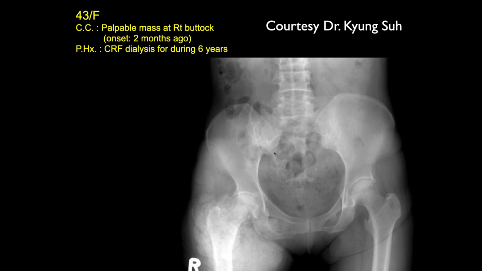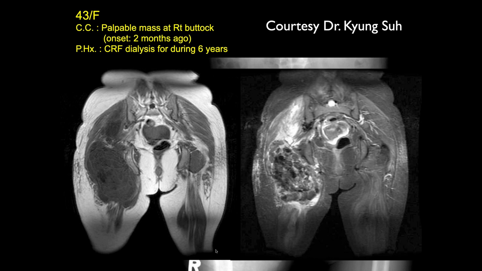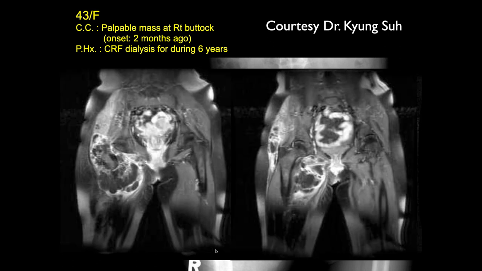I'm a 43-year-old female with a palpable mass of the right buttock, onset 2 months ago. A history of dialysis for the past 6 years. We can see extensive calcification throughout that right thigh, extending up through the proximal right femur, and it looks pretty heterogeneous, but it's diffusely low signal on the T2s. A lot of inflammation there.